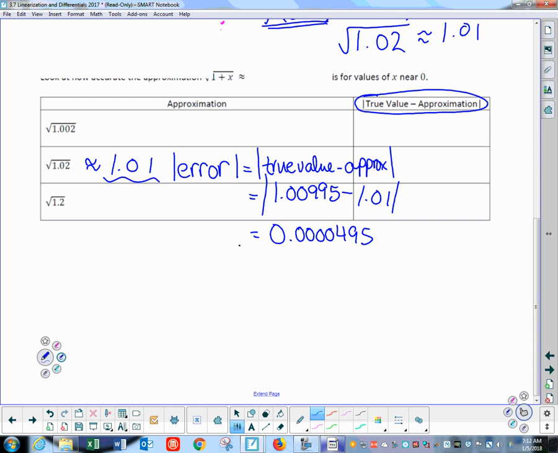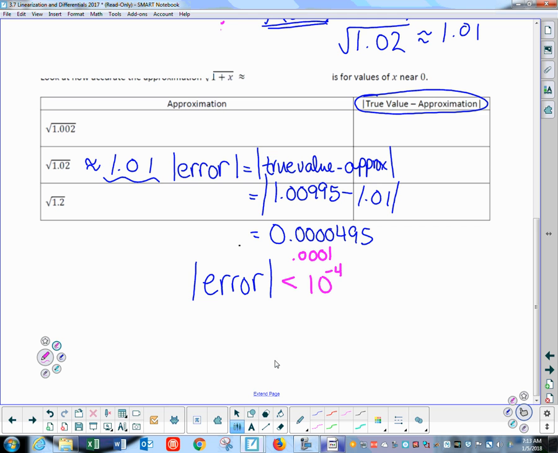Now, sometimes it's nice to just talk about kind of like scientific notation powers of 10. How accurate is this? Is it accurate to the tenths position, hundredths, thousandths? And for this one, our actual value would be less than 0.0001, and I will say then my error is less than 10 to the negative fourth power.